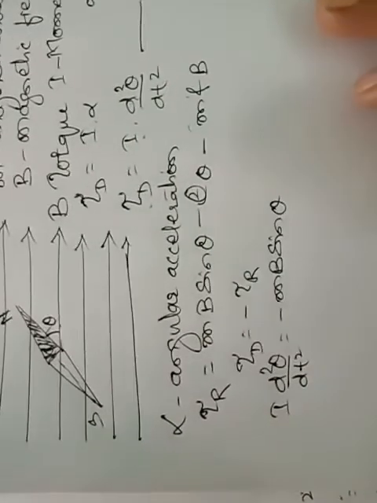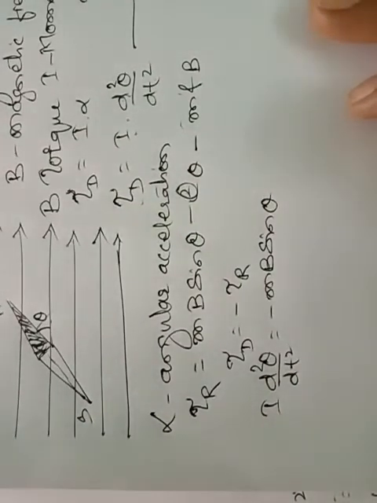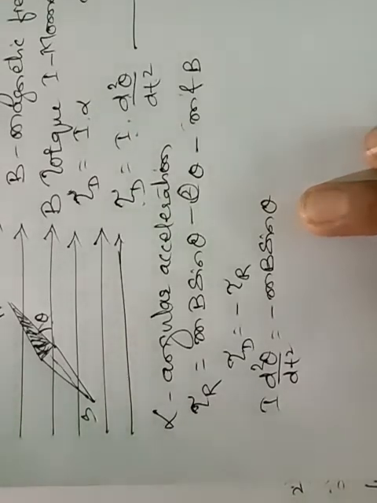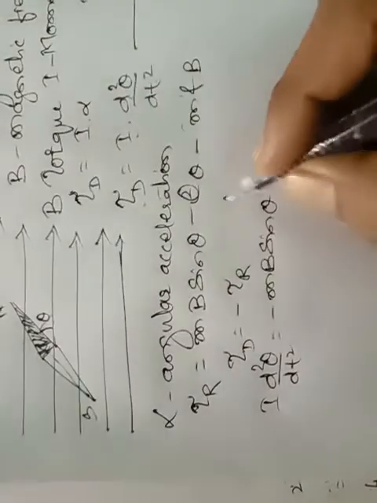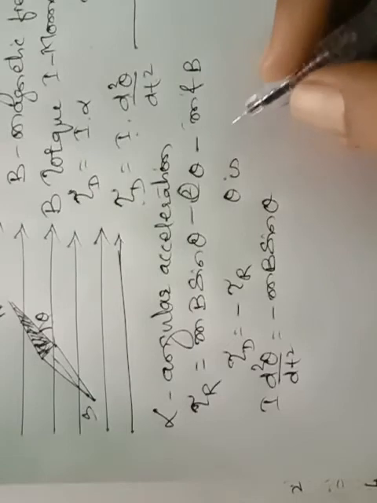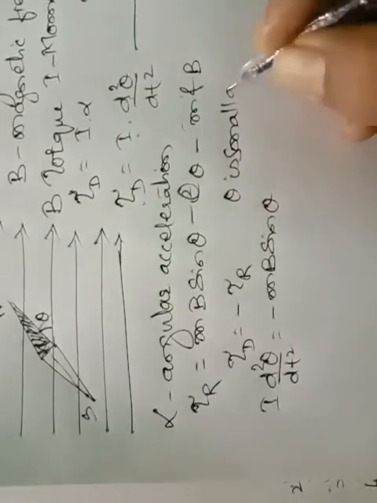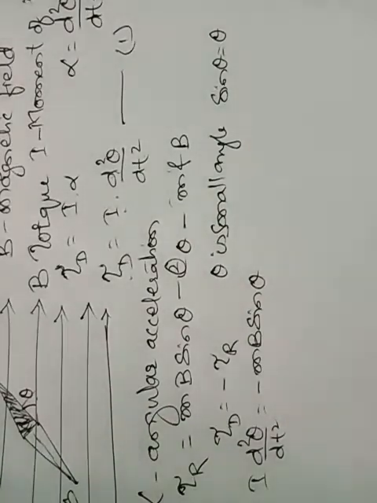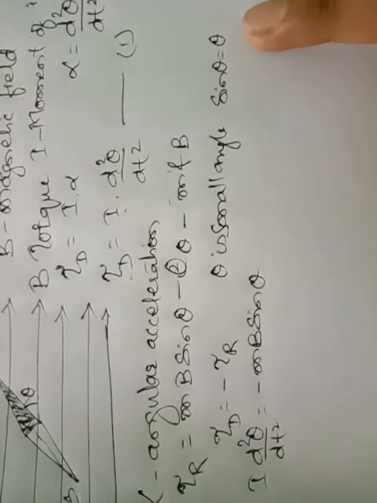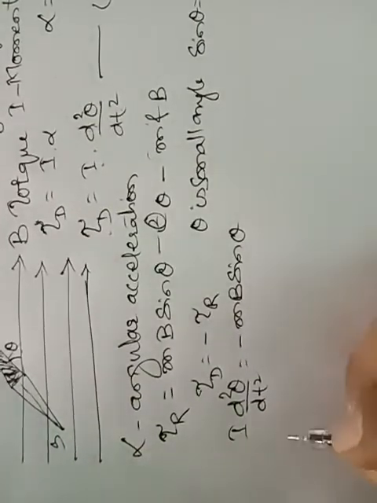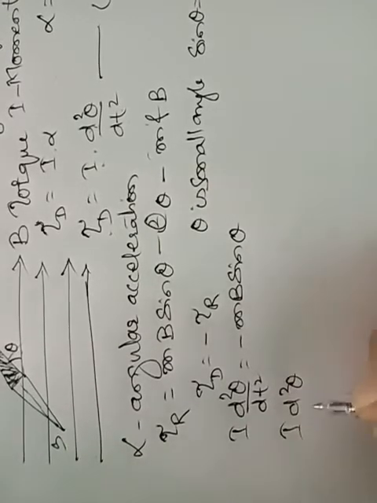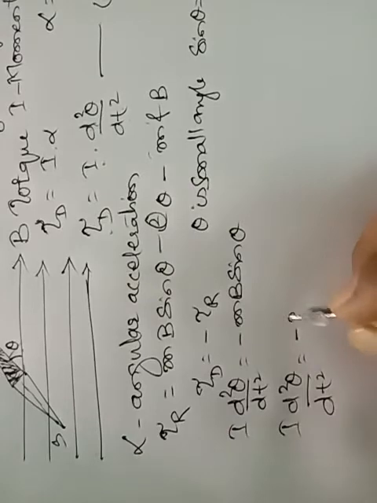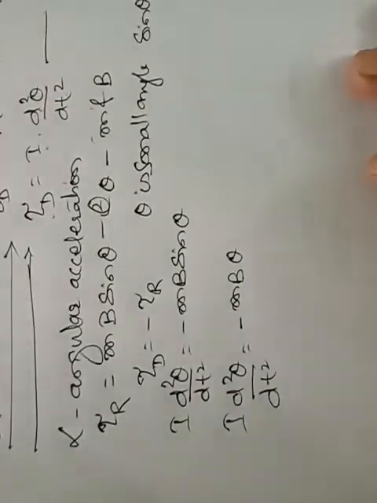We equate these two equations and put in the values, so we get I into d square theta by dt square equal to minus mB sin theta. Now theta is very small. If theta is a small angle, we can write sin theta is equivalent to theta, since as the value of theta decreases, sin theta also decreases. So this equation becomes I d square theta by dt square is equal to minus mB theta.